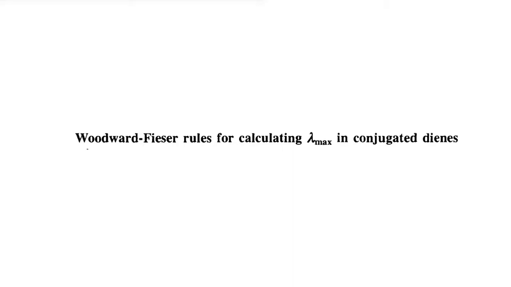In this video, we will discuss an important rule for calculating absorption maximum in organic molecules. After watching this video, you will learn how to calculate the lambda maximum of conjugated dienes: acyclic conjugated dienes, heteroannular dienes and homoannular dienes. Woodward and Fieser formulated an empirical rule for calculating the lambda max for these dienes.